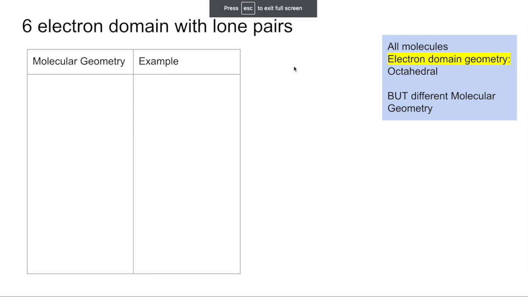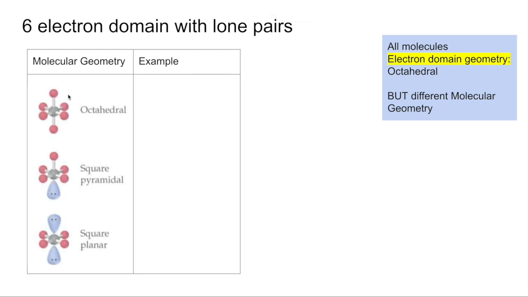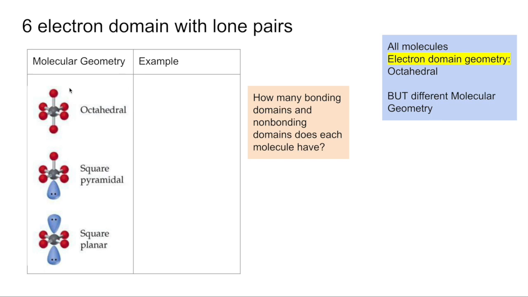Now let's look at 6 electron domains with lone pairs. All of these molecules have an electron domain geometry which is octahedral because they all have 6 electron domains. But they have different molecular geometries because the number of bonding domains and non-bonding domains differ. An octahedral complex has 6 bonding pairs. The square pyramidal has 5 bonding pairs and 1 non-bonding, and a square planar has 2 non-bonding pairs and 4 bonding.